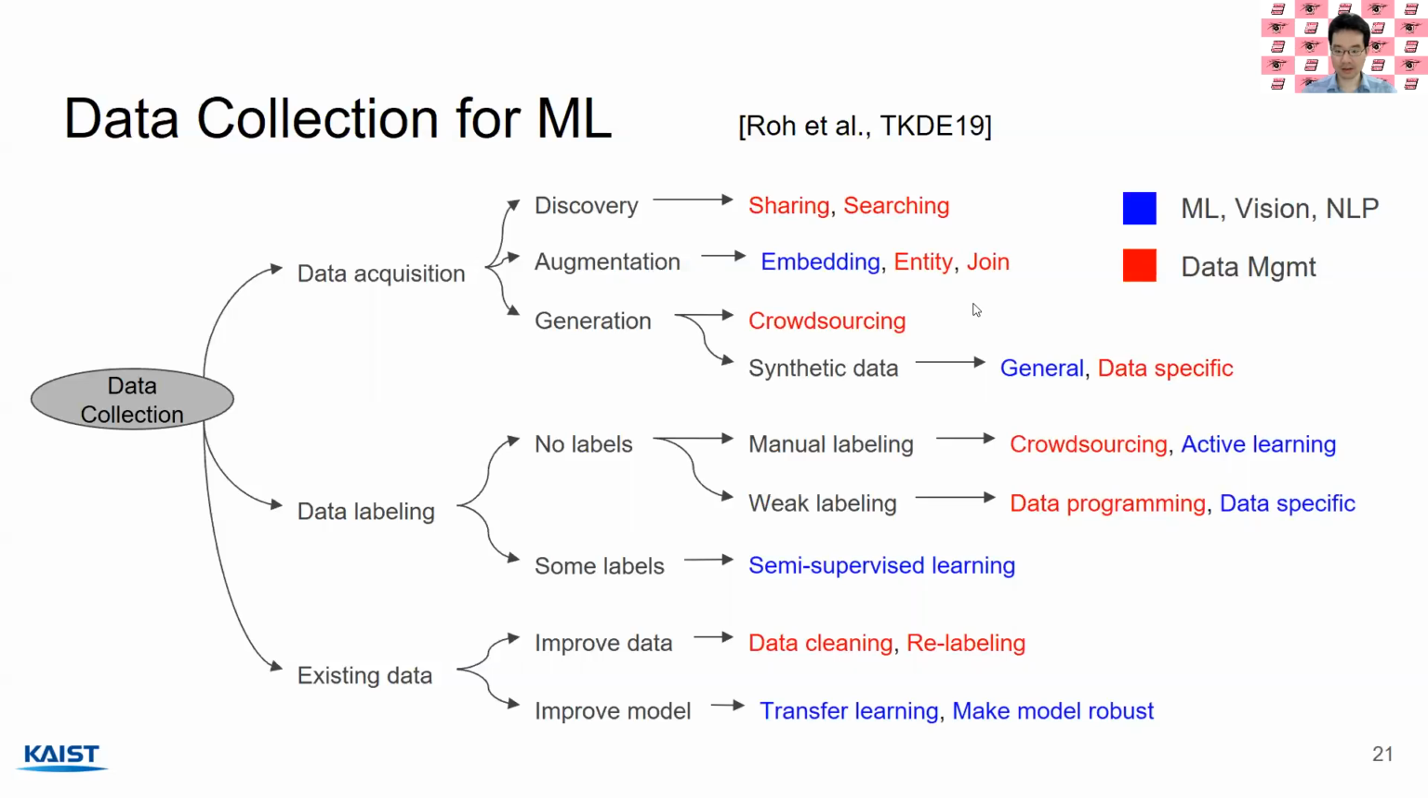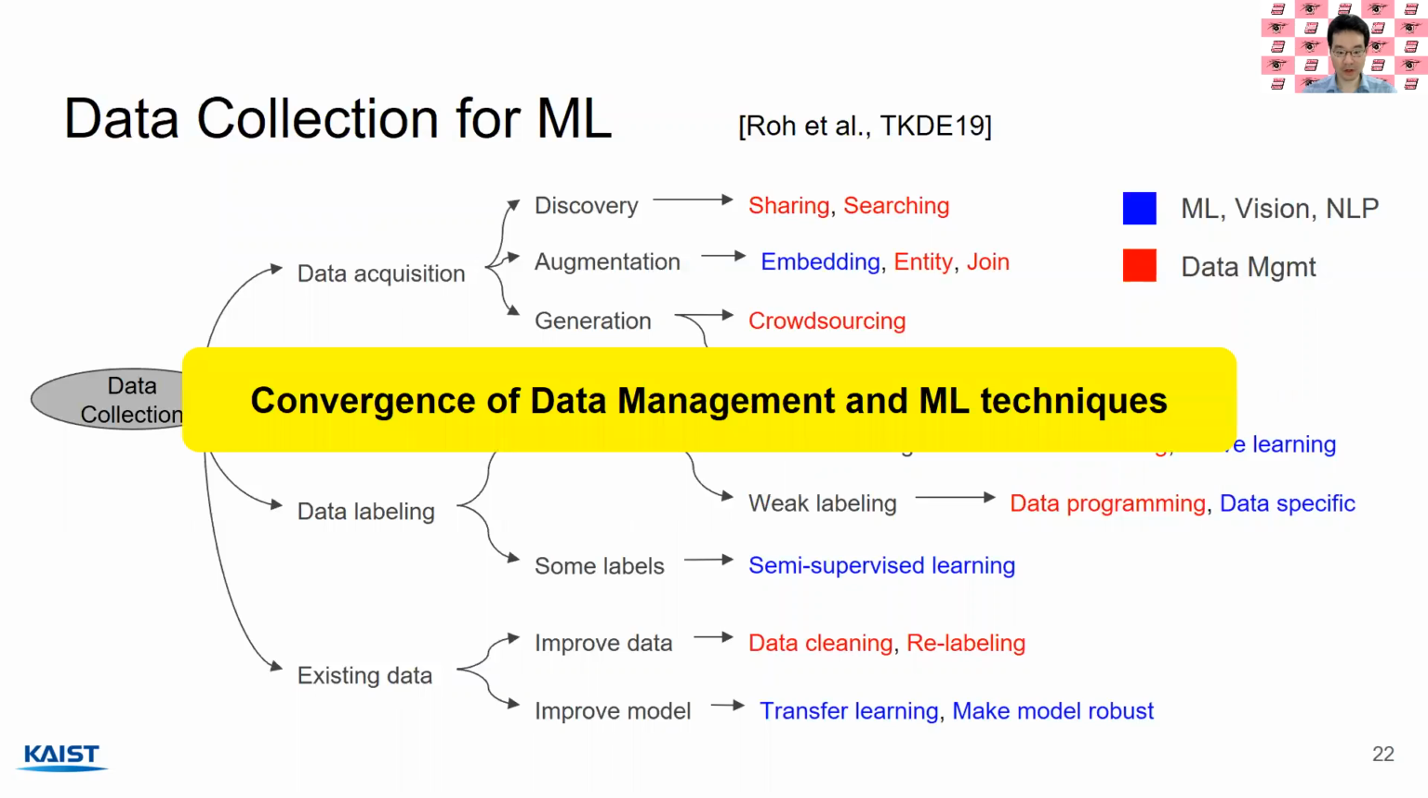The techniques that are colored in red, on the other hand, come from the data management community. For example, dataset searching is clearly a database problem. Data programming was also proposed from the database community. Data cleaning is also a heavily studied problem in this community. So you can see that, interestingly, there is a convergence of data management and machine learning techniques, almost with the same ratio.